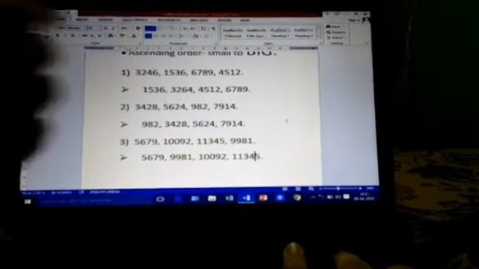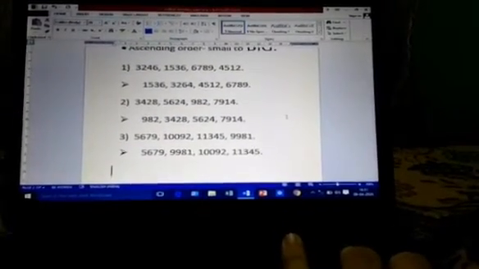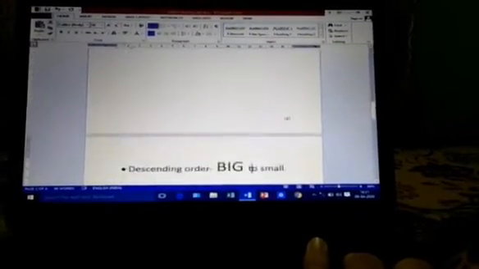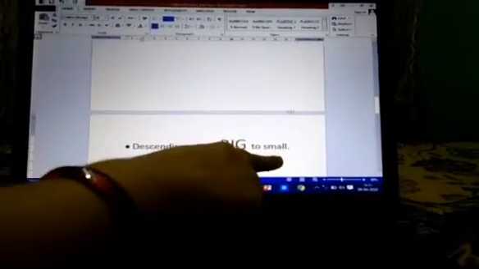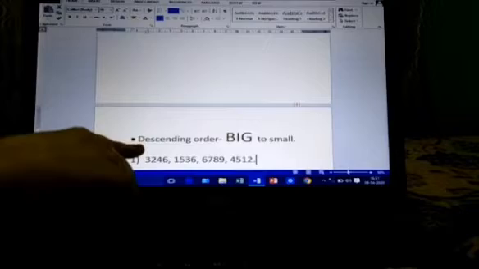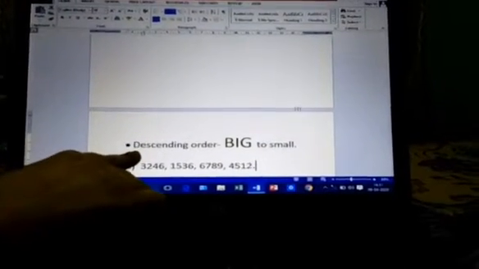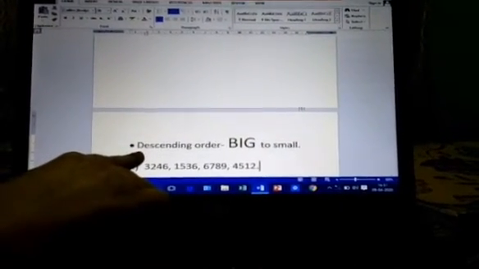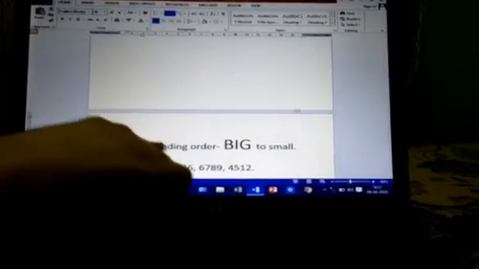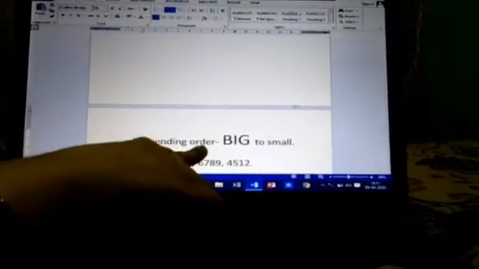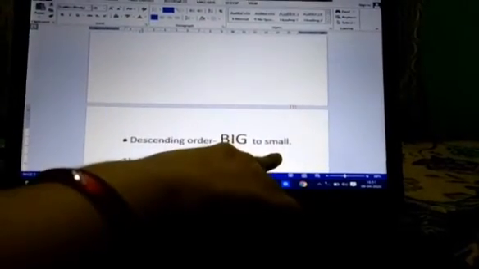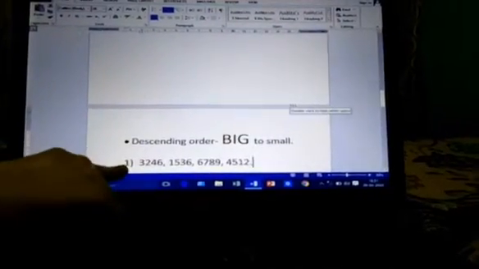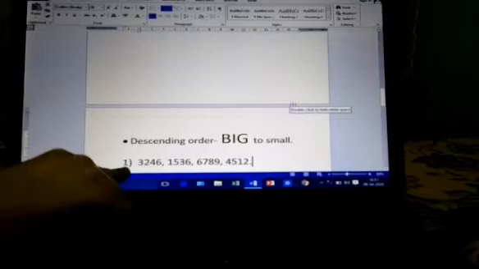Okay children, now descending order. Descending order means vice versa of ascending order. Descending order means big to small. Okay, D for dinosaurs, and dinosaurs are very big. So remember, D means descending, and descending order means you will arrange the numbers from big to small. Okay, now let us move to our first question.